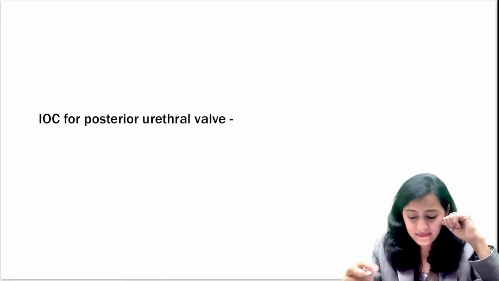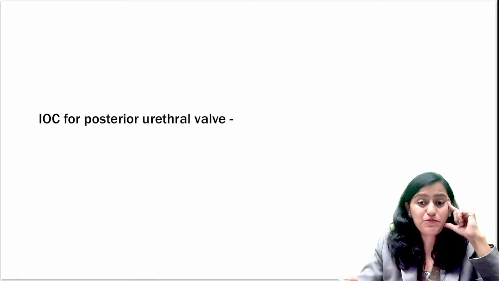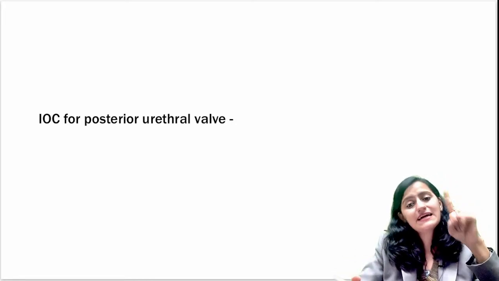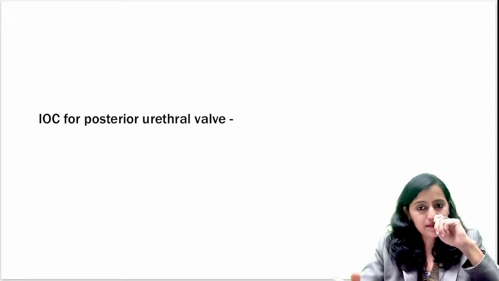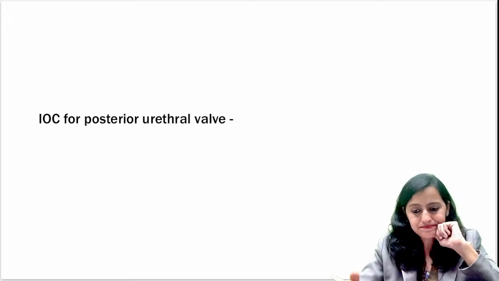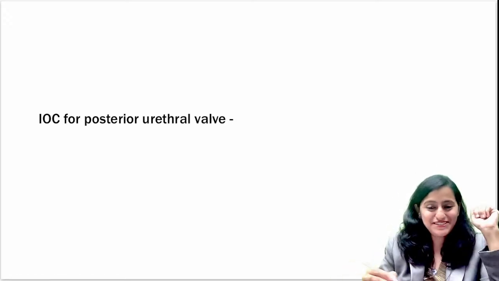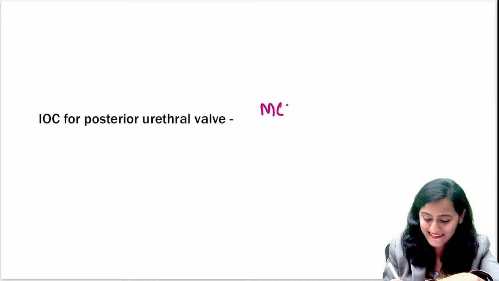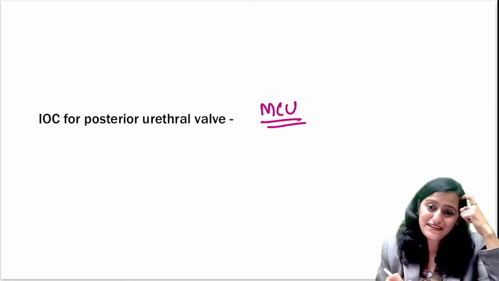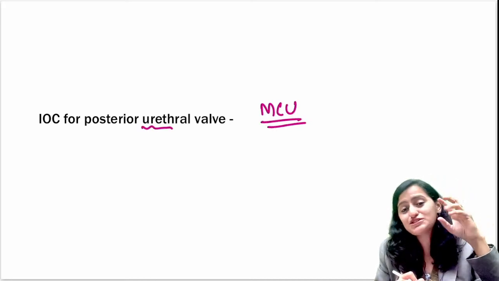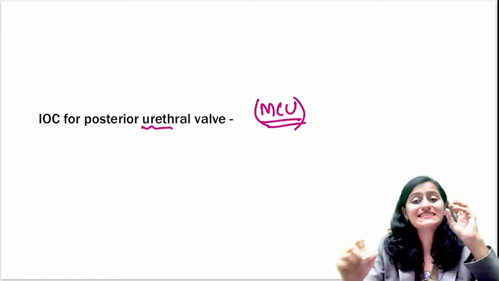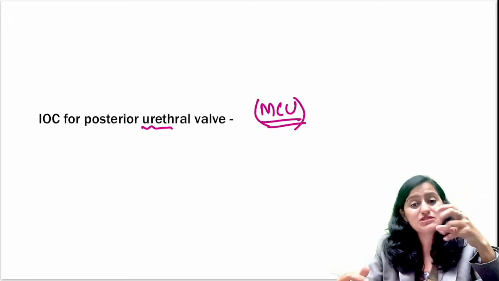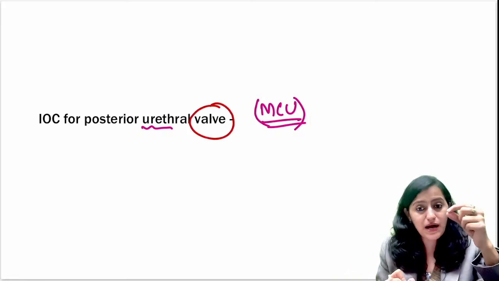Correct. What is the investigation of choice for posterior urethral valve? Is it IVP, RGU, MCU? Very good. You guys are awesome, right? You know all of this. It is MCU. Please do not get confused that it's a urethral pathology. So do not mark the answer as retrograde urethrogram. It is micturating cystourethrogram because posterior urethral valve is a one-way valve.